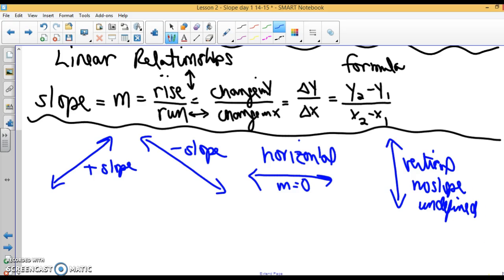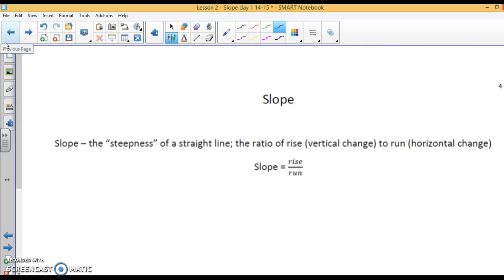You need to know all four of these things. A line that goes up has a positive slope. A line that goes down has a negative slope. A line that is horizontal has a slope of 0, and for a line that is vertical, there is no slope, or it is undefined. All right. Now, let's get into the notes.